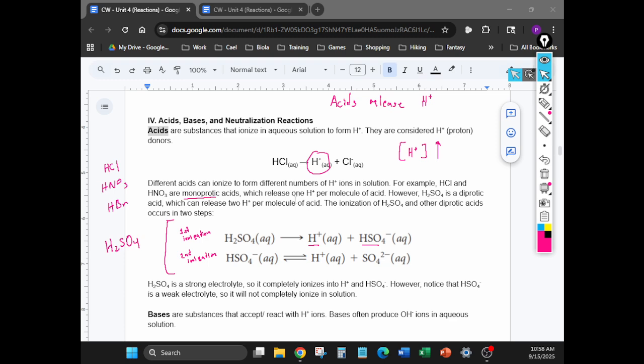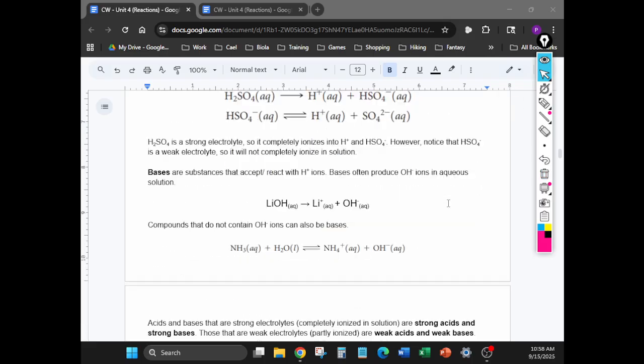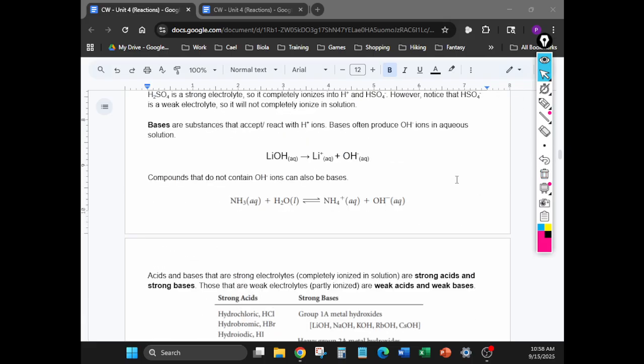Any questions about acids? Hopefully not too bad. If you took Chem already, you've probably seen acids before. Let's look at the flip side. The other type of compound is called bases. Now, bases are a little bit different in our definition, so write bases for me.